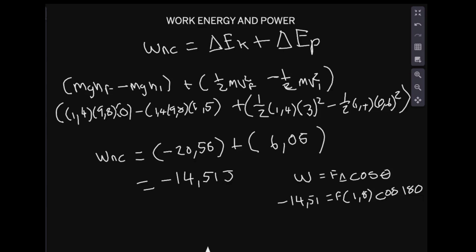Okay, so it's negative force times 1.8, which is equal to negative 14.51, which the force then will equal 14.51 divided by 1.8, which is 8.06 newtons of frictional force. I'm happy about that.